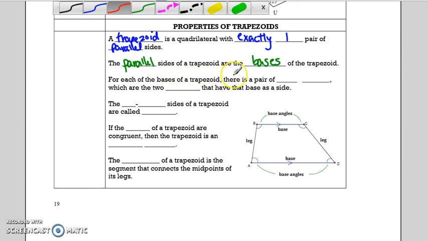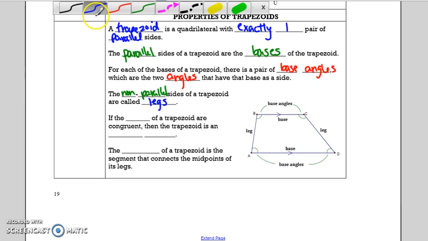So for each of the bases of a trapezoid, there is a pair of base angles, which are the two angles that have the base as a side. The non-parallel sides of a trapezoid are called legs. If the legs of a trapezoid are congruent, then the trapezoid is an isosceles trapezoid.